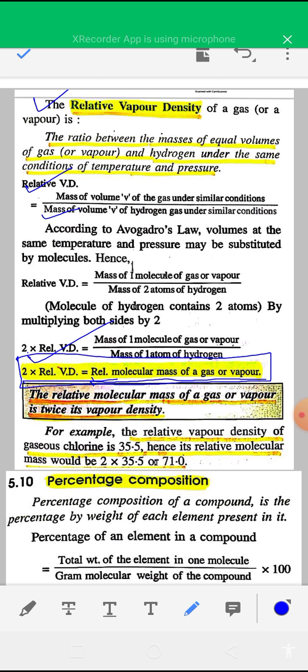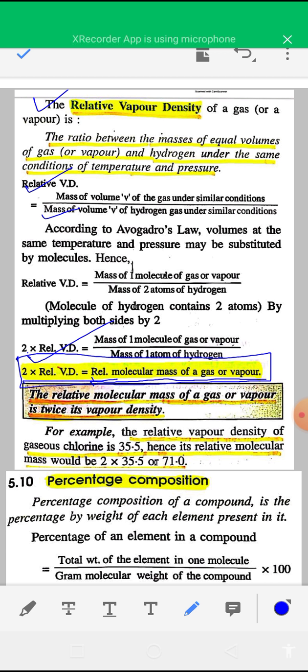So the relation between relative vapor density and molecular mass of a gas is: 2 into relative vapor density is equal to the relative molecular mass of the gas or vapor. The relative molecular mass of a gas or vapor is twice its vapor density.